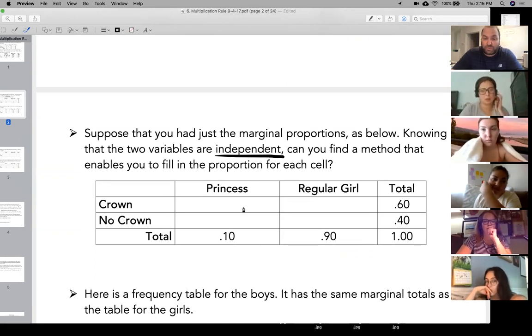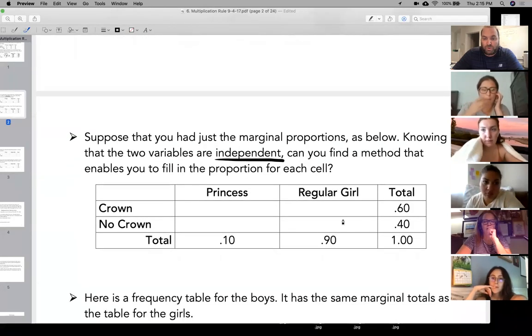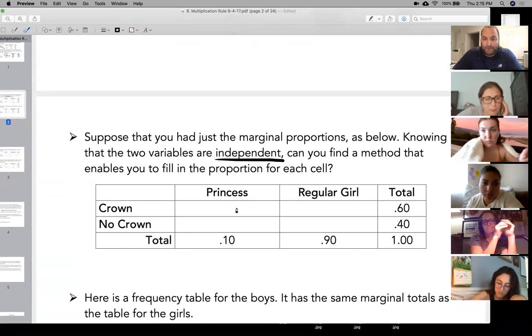Let's think about this first one here. We know the actual answer is 0.06. So is there a way of using these numbers here in a logical and consistent way and ending up with 0.06 over here? So the answer is, take this number here, which is the total for that row, and this number here, which is the total for that column, and multiply them. What's 0.6 times 0.1?